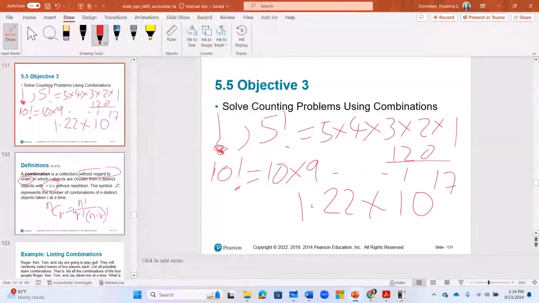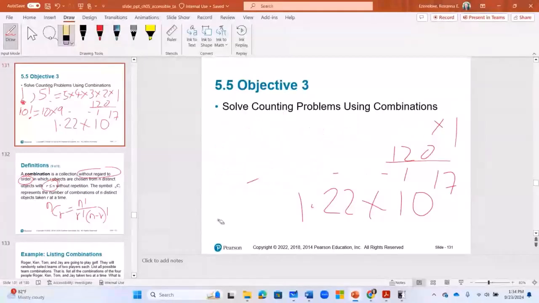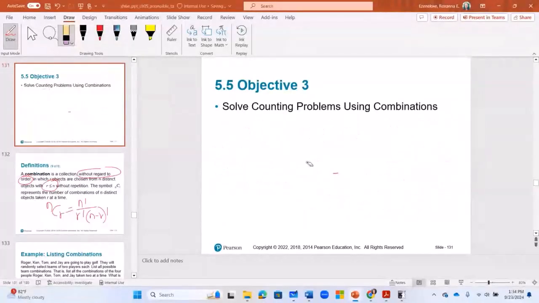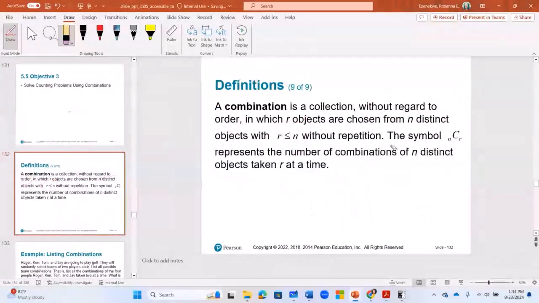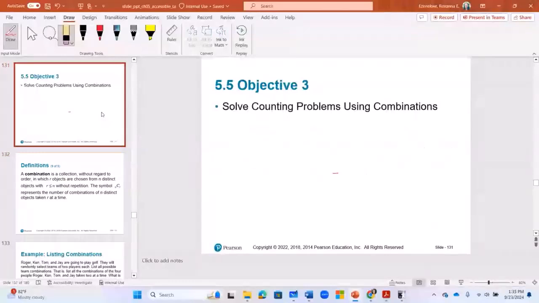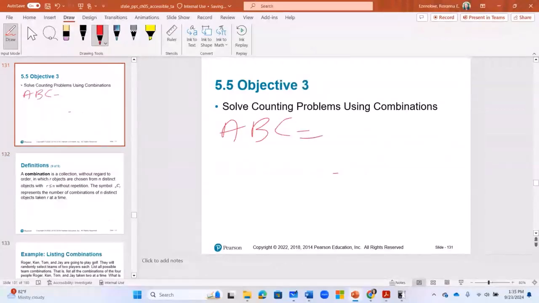All right, so we're going to start with combination. We have already said that in combination, order is not important, without regard to order. Another way of saying the order is not important. Let's do something simple. In how many ways can you arrange A, B, C if order is not important?